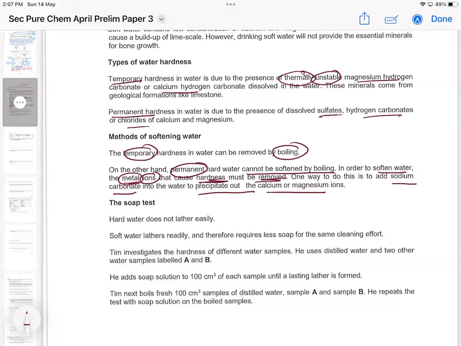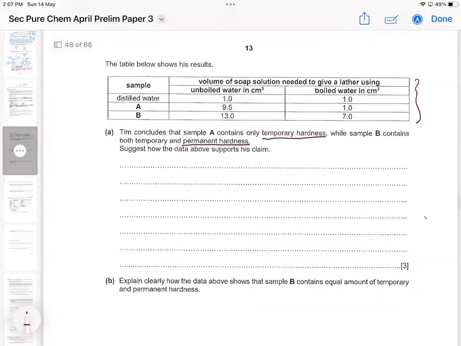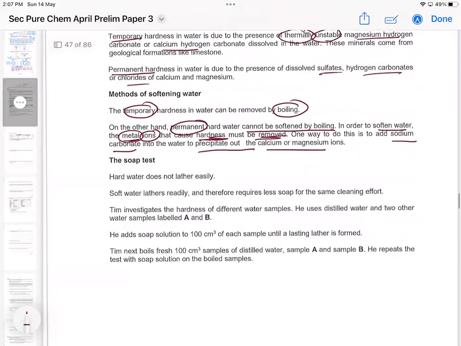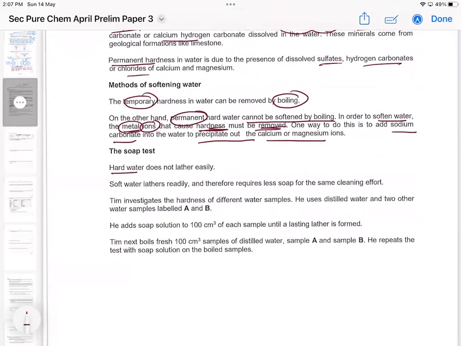So there's this soap test that is required because over here, the question says soap solution. So I look at the soap test, it says hot water doesn't lather easily. If you don't know what lather is, simply it's just formation of bubbles. So hard water together with soap doesn't bubble so easily. And then soft water forms bubbles very easily. So less soap is needed for the same cleaning effect. Okay, so that's all for that round.